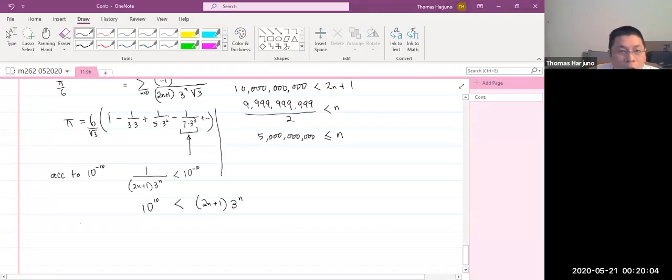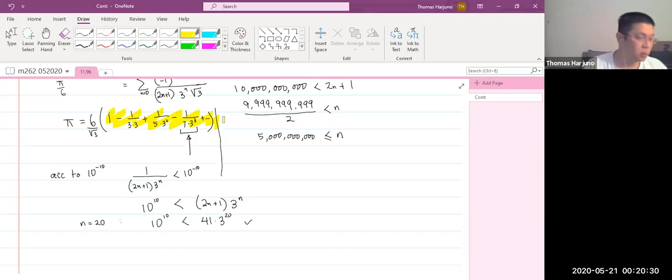So I get when n equals 20, this is true. I just need to add 20 terms of this to make it accurate to 10 decimal places. Now I don't want to go too much into that, but I hope you can start feeling it. Now let's see the next number.